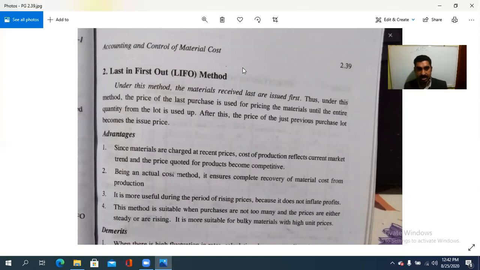So advantages. Since the materials are charged at recent prices, the cost of the production reflects the current market trend and the price quoted for the products becomes competitive in nature. So materials are charged at recent prices.